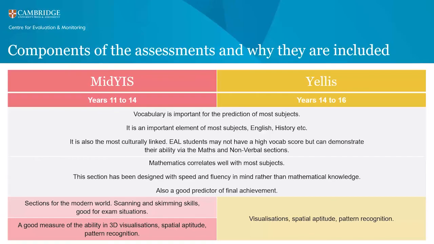So, what are we talking about? Well, we're talking mainly today about MidYIS and Yellis, and I'm sure lots of you are familiar with MidYIS and Yellis already, so I'm not going to labour the point, and I'm not going to go through everything on this slide. Needless to say, we test, as I said before, the core areas of vocabulary, verbal ability, and numeracy. We also look at non-verbal ability as well, which is really good for triangulating and making sense of the other two, the vocab and the maths scores.